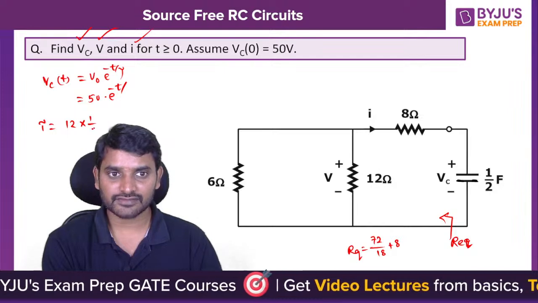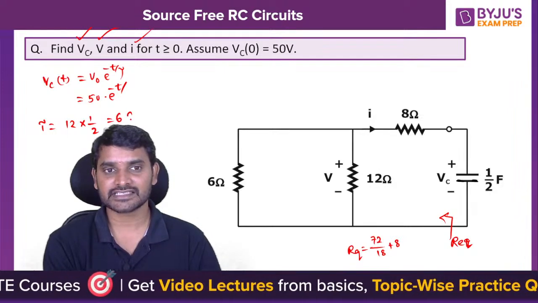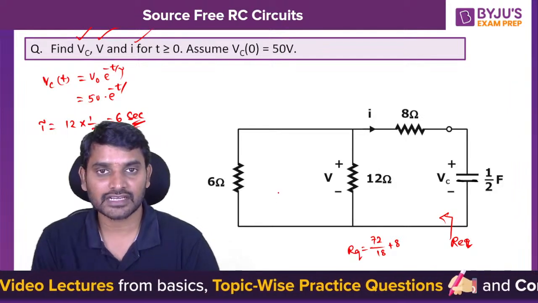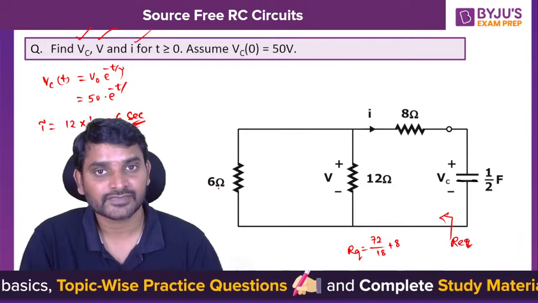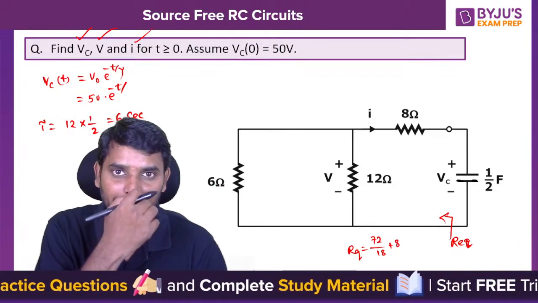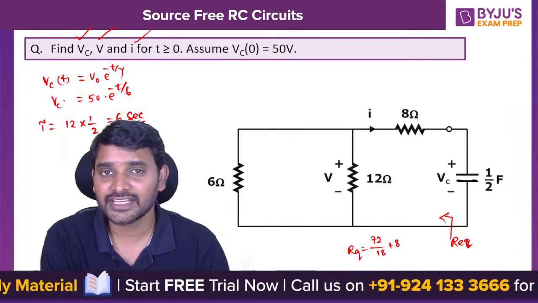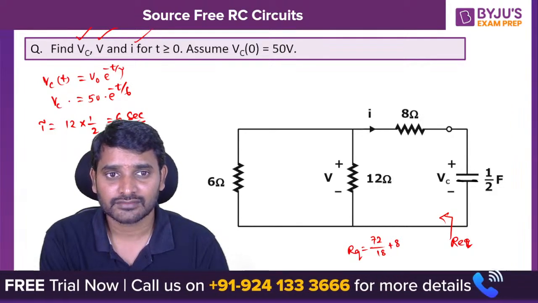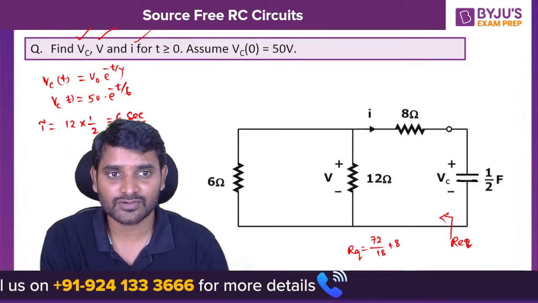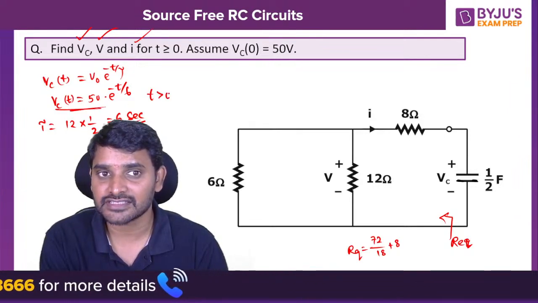And the capacitor is of 1 by 2. So we will be getting tau as 6 seconds. Okay, so 6 seconds. So Vc is 50 into e power minus t by 6. This is the voltage across the capacitor for t greater than 0.